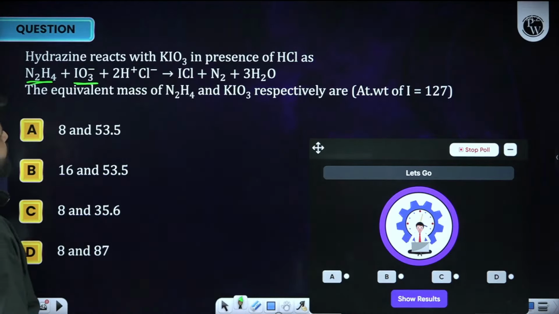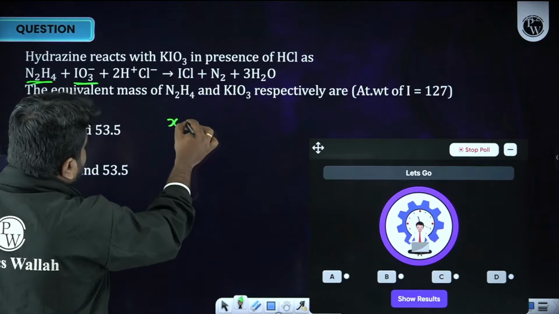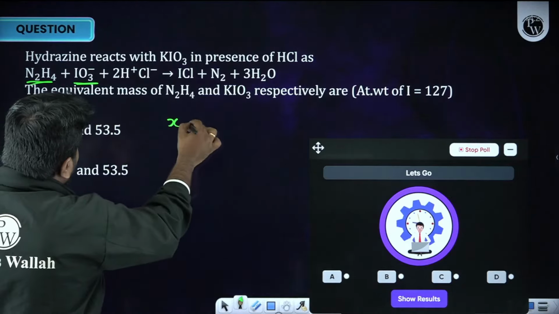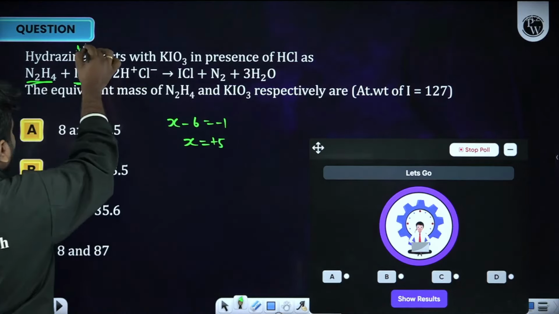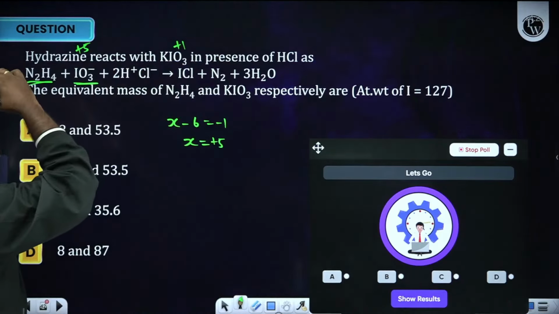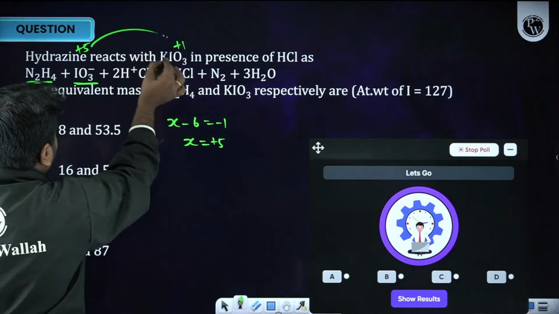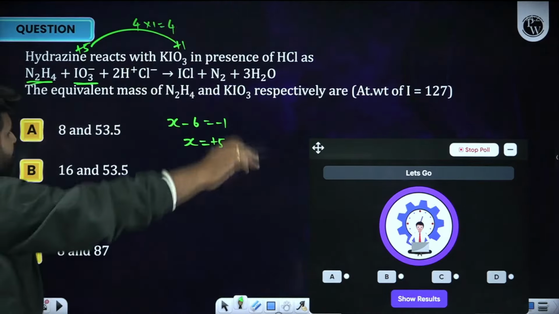N2H4. We need to calculate the change in oxidation state. In KIO3, what will be the change in oxidation state? Very simple. Let it be X. Oxygen will be -2, so X minus 6 is equal to -1, so X will be +5. Here iodine exists in the +5 state, and here iodine exists in the +1 state. So what will be the change in oxidation state? +5, +4, +3, +2, +1. The change in oxidation state is 4 into 1 iodine atom. So the N factor is 4.